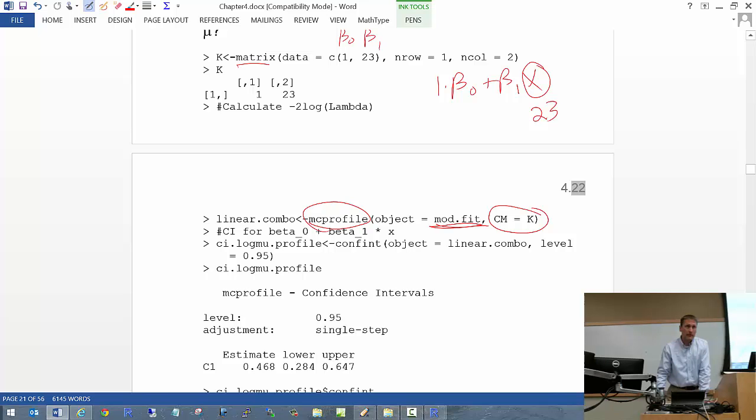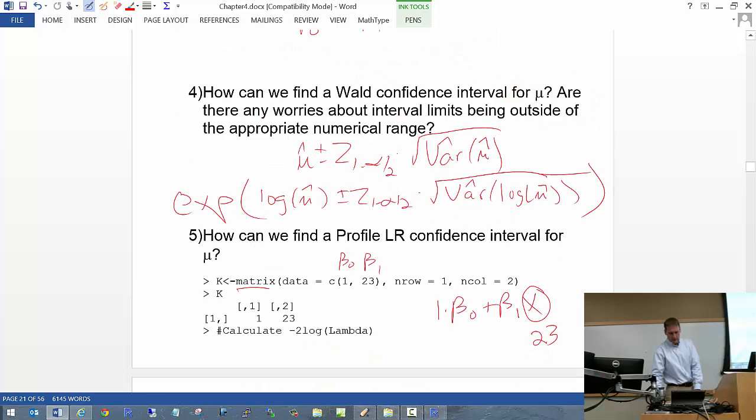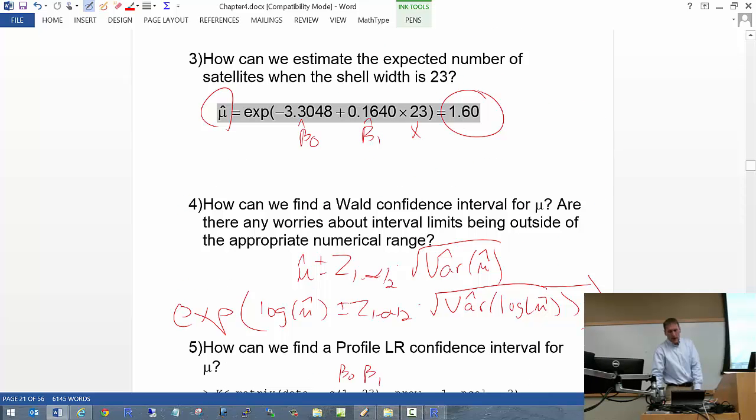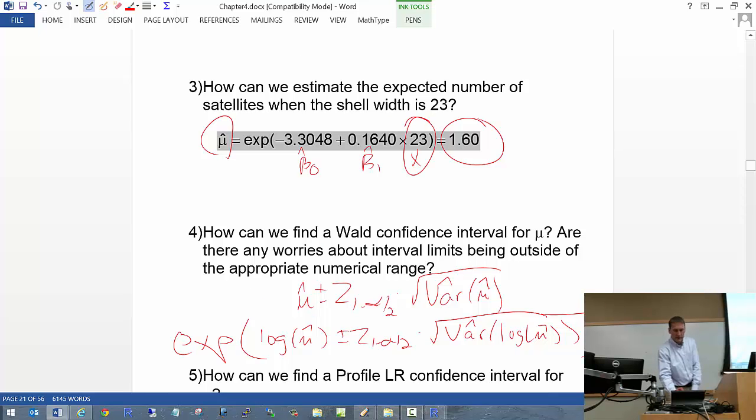Yes? Why did you choose 23? No particular reason. Sorry. It was up here. I just said, okay, well, let's say we had a shell width of 23. Let's do some calculations. And so that's where it started at 3, and I just carried forward with 23. Sorry, obviously that's not necessarily clear for 4 and 5 there.